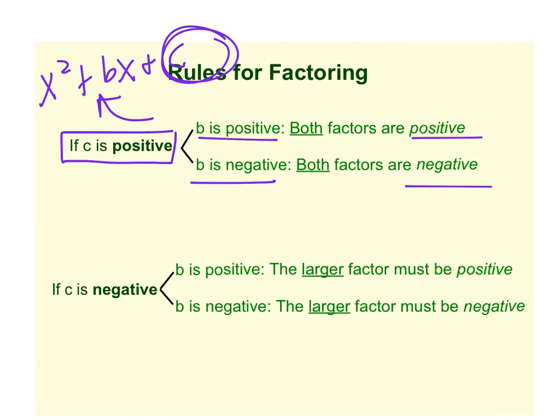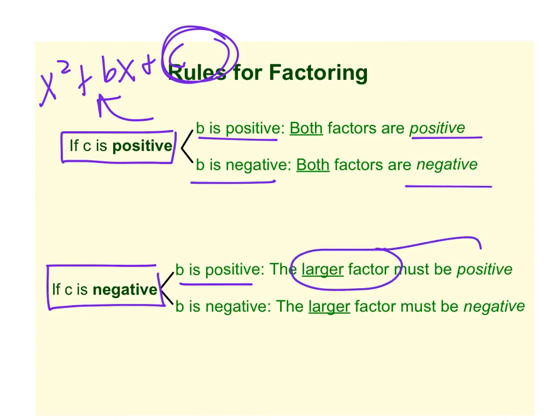Now, if your c value is negative, that's what we just had on the last slide where we had listing factors of a negative number. That means you have one positive and one negative factor. So if your c value is negative, what is your b value? If your b value is positive, then the larger factor will be positive. If c is negative and b is negative, then the larger factor will be negative.